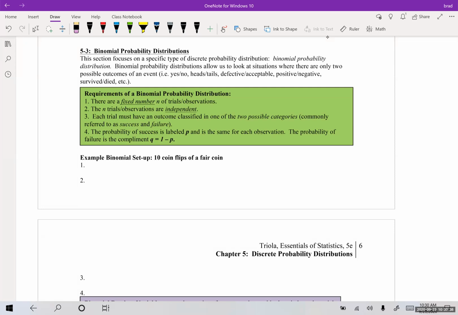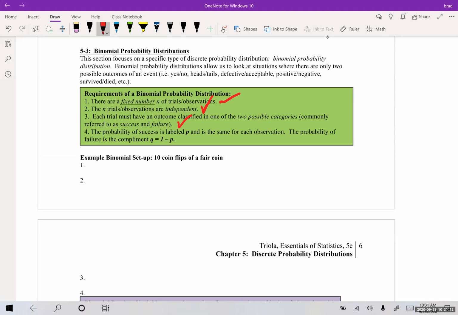So there are a fixed number of observations, check. The n trials of observations are independent events, right? Each trial must have an outcome classified in one of two possible categories, commonly referred to as success and failure. So again, don't think of success and failure as good and bad. Just think of it as success is what you're looking for and failure is not what you're looking for. The probability of success is labeled as P and is the same for each observation. And the probability of failure is the complement, which is Q, which is 1 minus P.